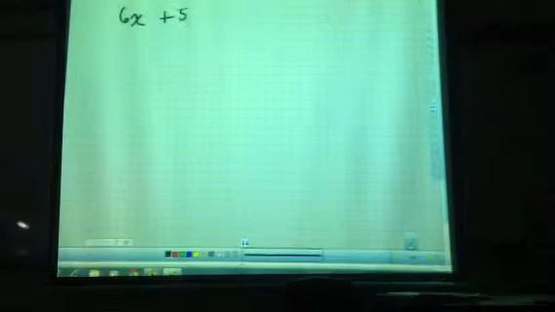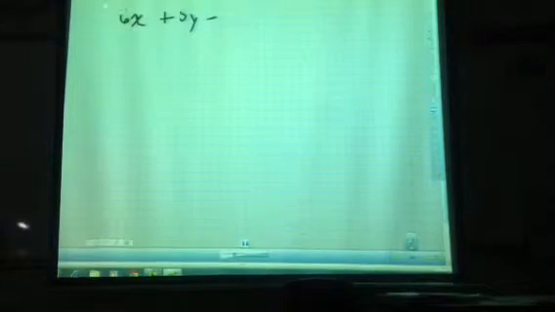Here's a you do. You gotta go? Oh, no, why you gotta leave? Hold on, let me just copy this down. 6y, oh, hold on. 6x plus 5y equals, oh no, hold on a second.